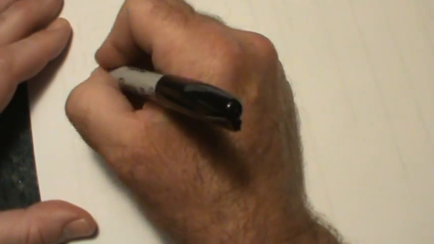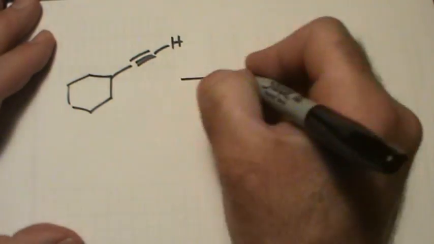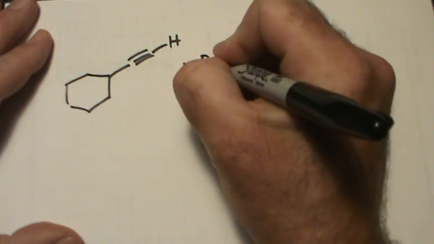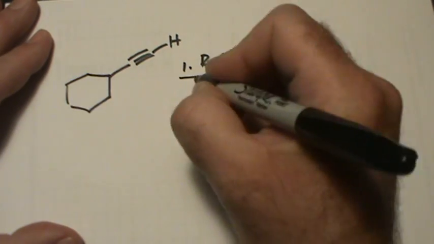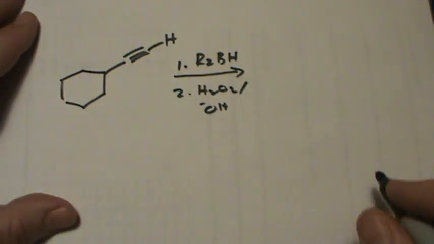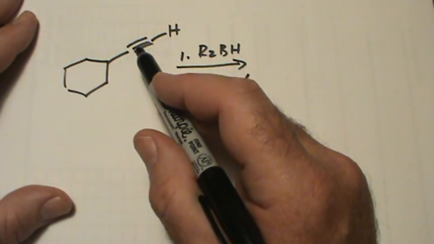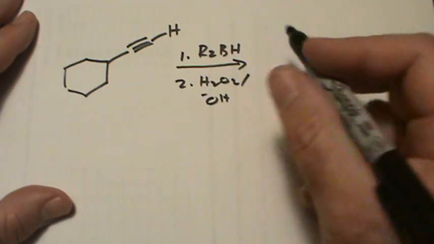Let's look at another example. Here I have a terminal alkyne once again, and I'm going to treat it with a bulky organoborane followed by H2O2, OH-, and that's going to give rise to anti-Markovnikov hydration of the alkyne such that hydrogen adds to the more substituted carbon, OH to the less.